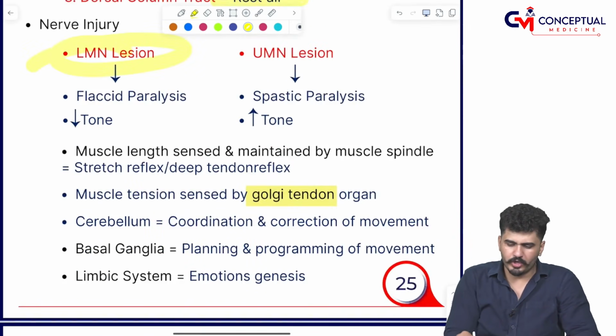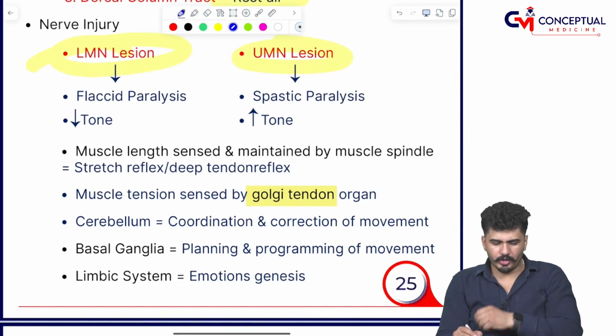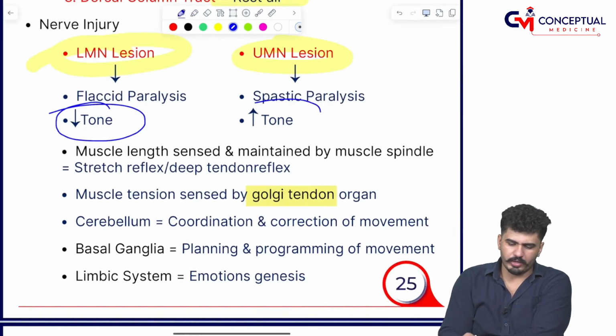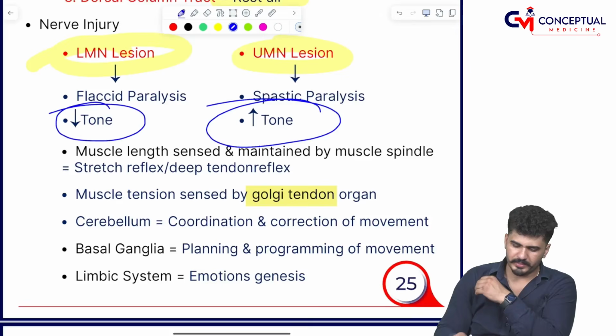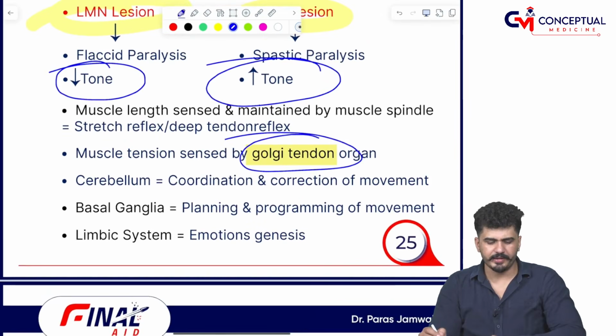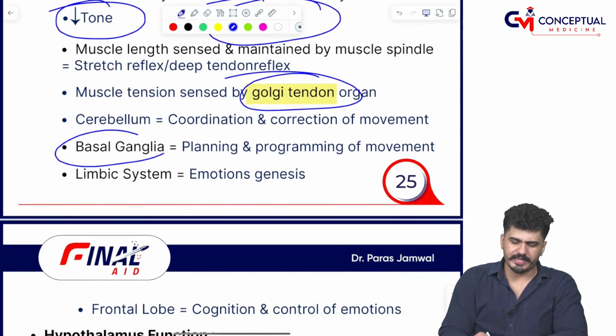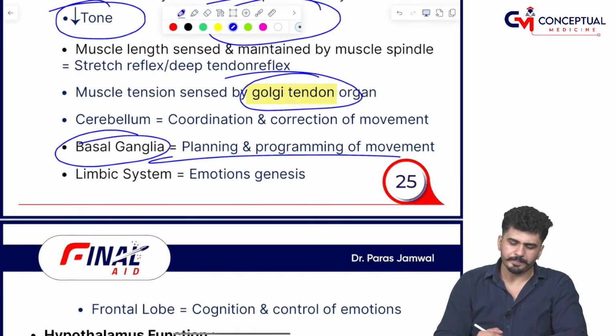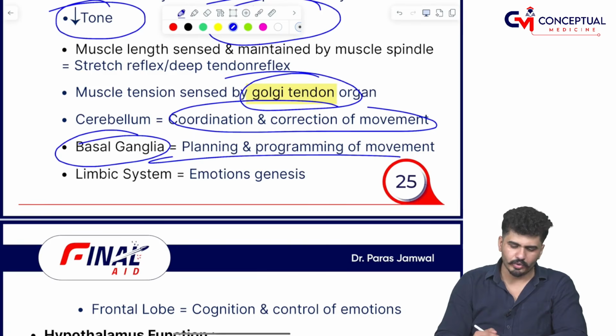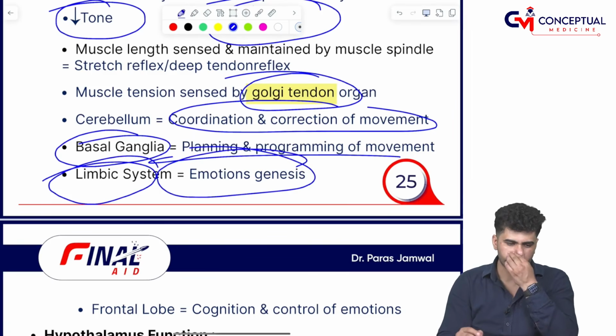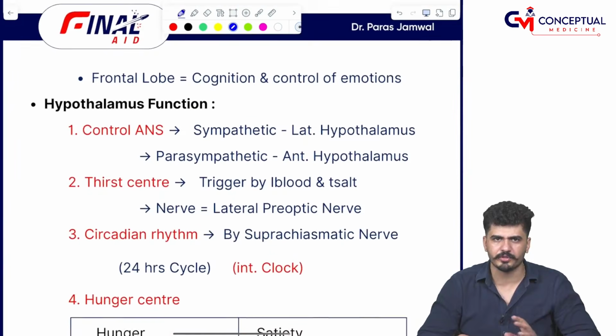Now lower motor neuron and upper motor neuron injury. Lower motor neuron, the tone goes down. Upper motor neuron, the tone goes up. Muscle tension is sensed by the Golgi tendon. Cerebellum, what does it do? Basal ganglia, we talk about planning and programming. Cerebellum does coordination and correction of movement. Limbic system is for emotion genesis. One-liners, just remember for the exam.